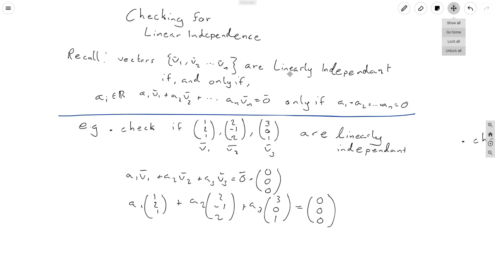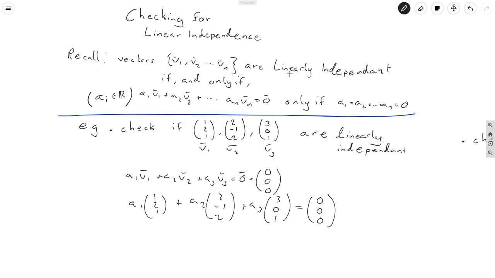So remember that we say a bunch of vectors v1 to vn, if we have n total vectors, are linearly independent if and only if for any a_i in R, a1 times v1 plus a2 times v2 plus dot dot dot up to an times vn is equal to 0. This can only be true if a1, a2, up to an are all 0.